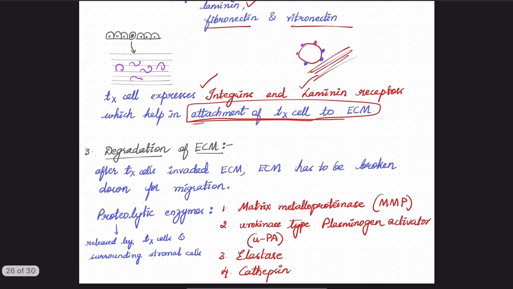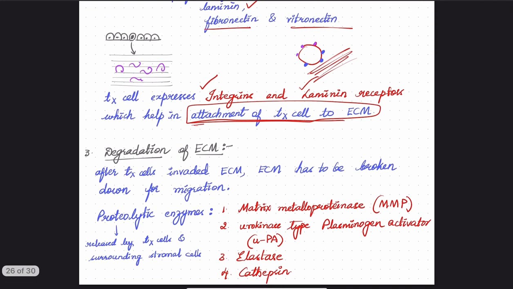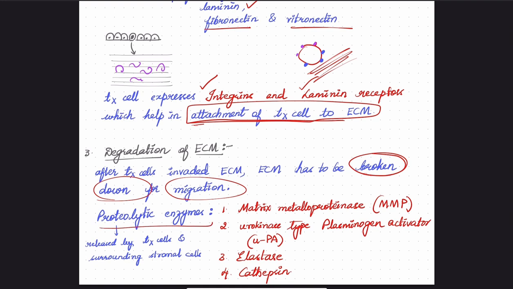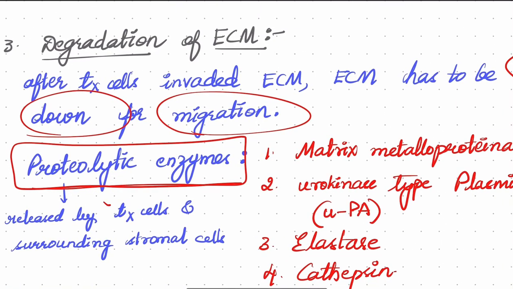After tumor cells have invaded, the ECM has been broken down. For what? For migration. With the help of what? Proteolytic enzymes. Proteolytic enzymes break down the ECM, and these enzymes are released by the tumor cells themselves and also by the surrounding stromal cells. Within the extracellular matrix is the stroma. Stroma has certain cells, mesenchymal cells, and the surrounding stromal cells and the tumor cells themselves release proteolytic enzymes.